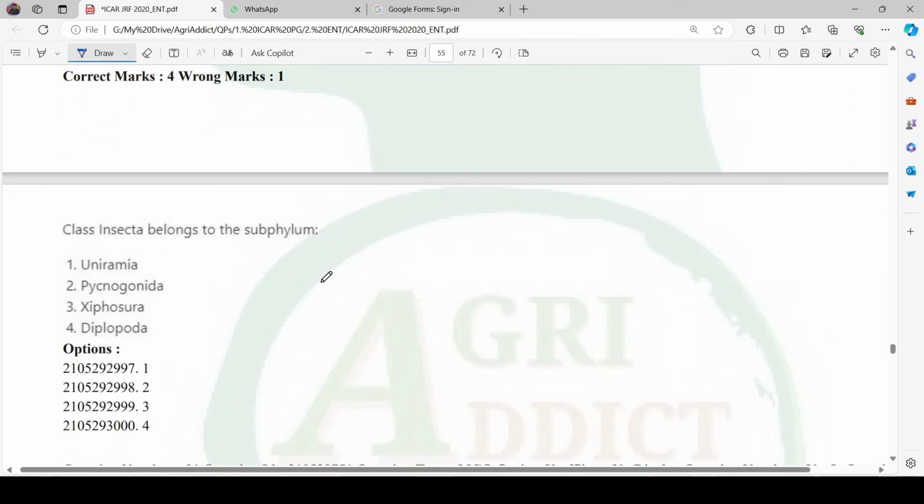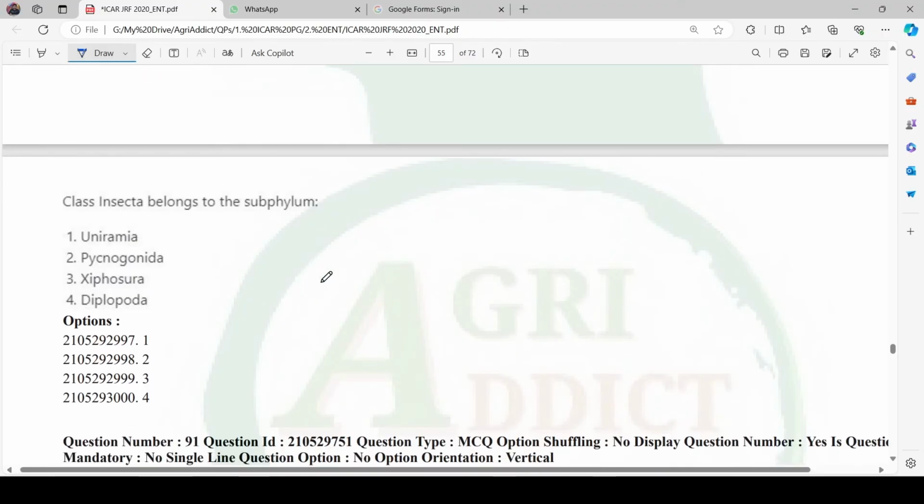Next question: class Insecta belongs to the subphylum, that is Uniramia. And this same question was also repeated in the year 2021. So questions are repeatable. You should all practice the question papers from 2019 to 2023, because many questions are directly repeated from last year's paper. Maybe this year also some questions can be directly asked from previous years. No one knows.